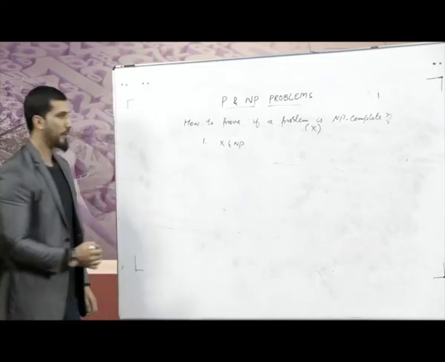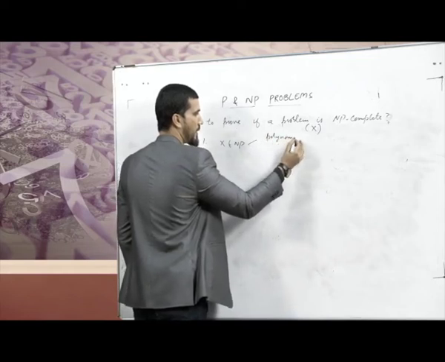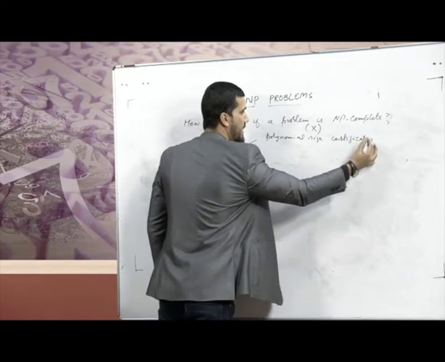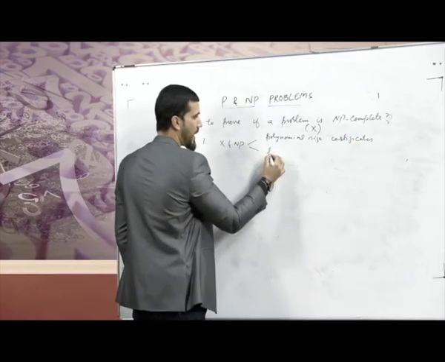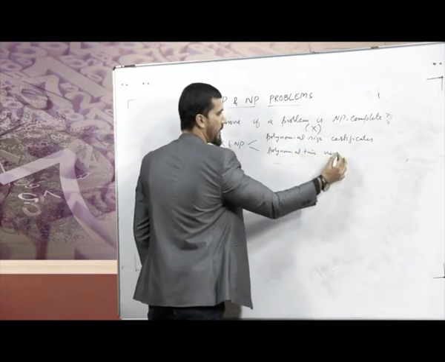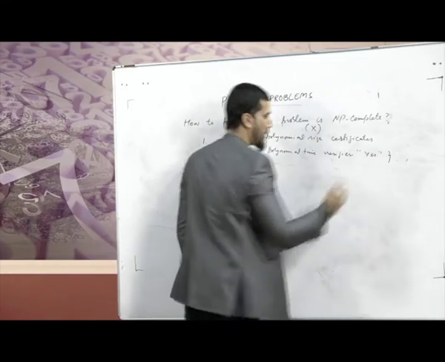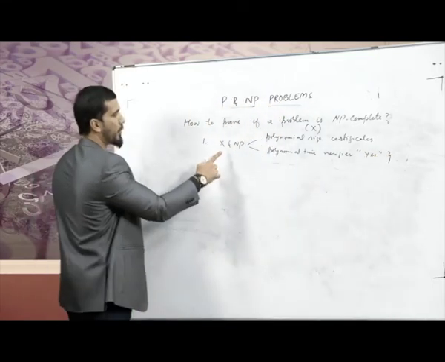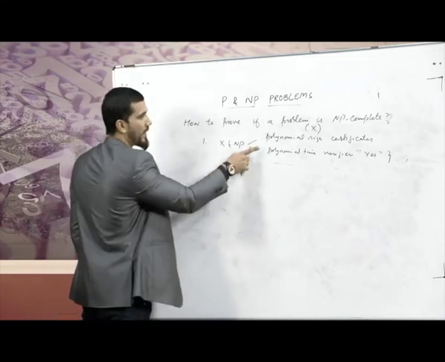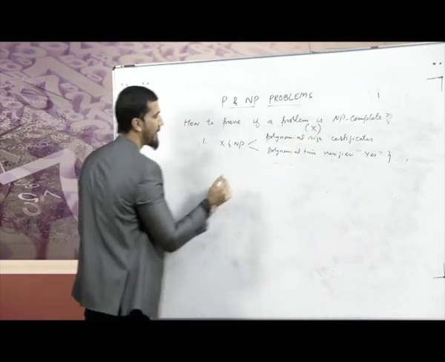And as you know, a problem is in NP if it has polynomial size certificates and a polynomial time verifier for yes. So first we have to prove that X belongs to NP. We'll come up with an algorithm that has polynomial size certificates and a polynomial time verifier for yes.